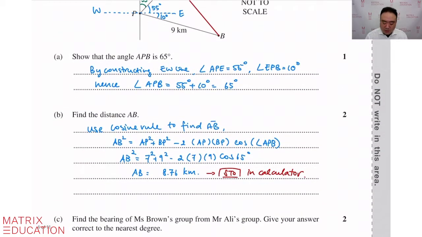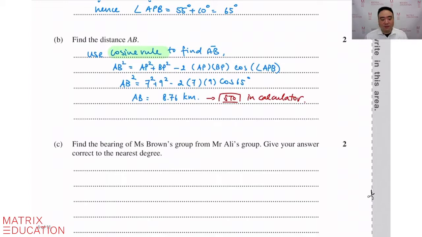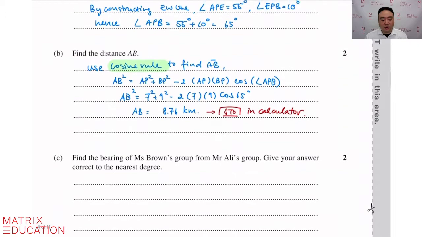The key here is to use the cosine rule. So we need to be able to realize that we need to use the cosine rule here. Now, find the bearing of Miss Brown's group from Mr. Ali's group. Give your answer correct to the nearest degree.